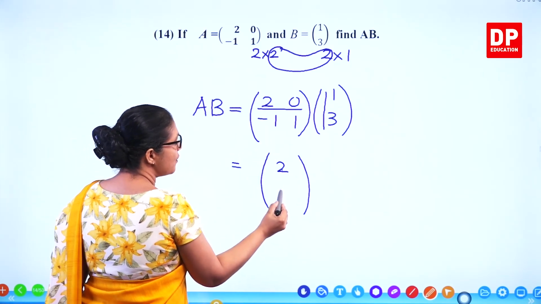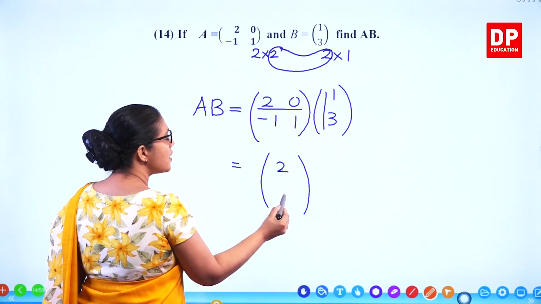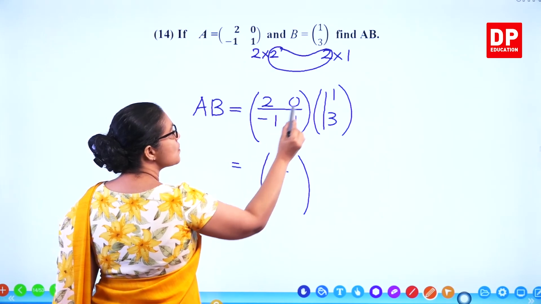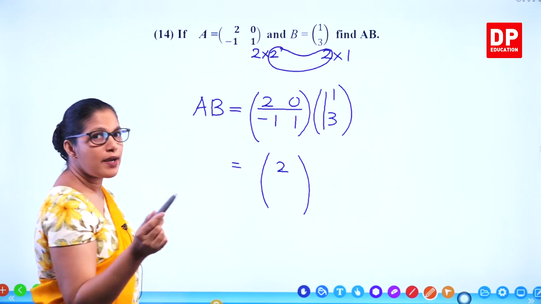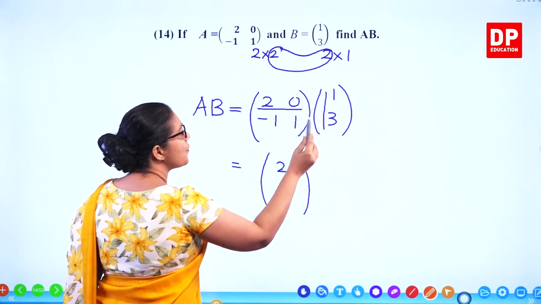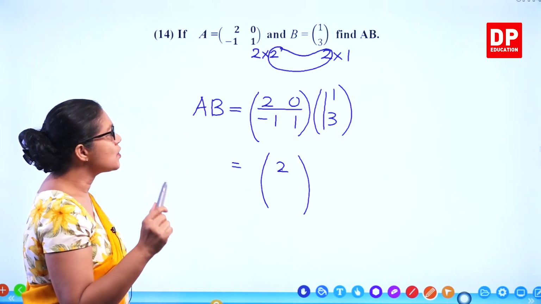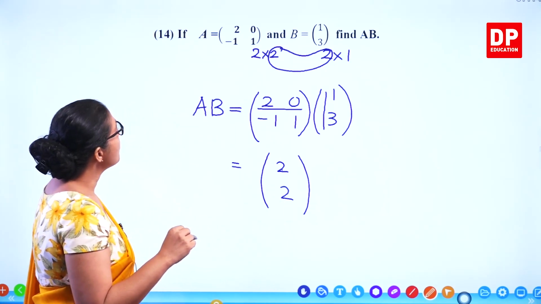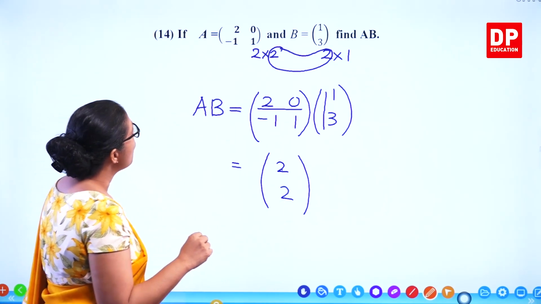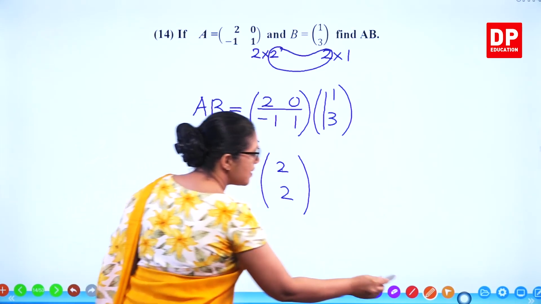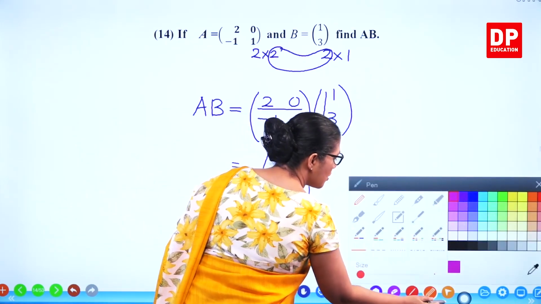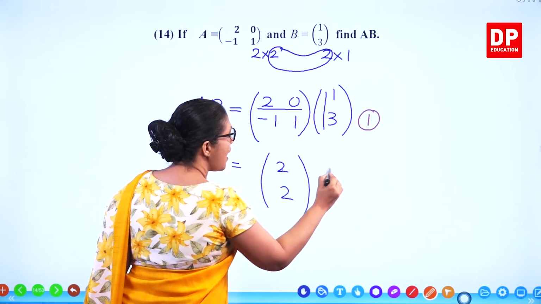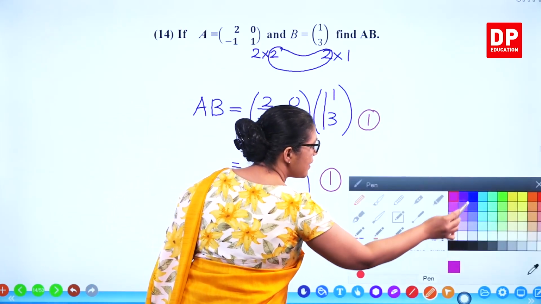What about this value? This means second row, first column. Minus 1 with 1, minus 1. Plus 1 with 3, 3. So minus 1 plus 3, you get 2. So you get 2 and 2 for these 2 elements. So this is the multiplication. So you get 1 mark for the method and 1 mark for the final answer.